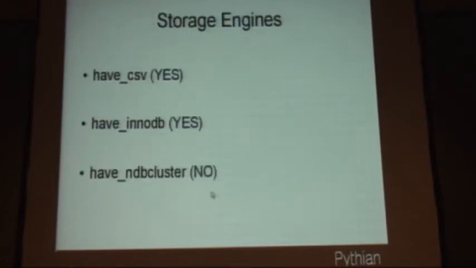So storage engines, there's have CSV, have InnoDB, have InnoDB cluster. There's no have MyISAM. There is CSV. There's nothing for MyISAM because MyISAM is used by the system tables, so you have to have it. CSV, by the way, is used for the general log and slow query log tables if you're logging to the slow query log and general log in a table.